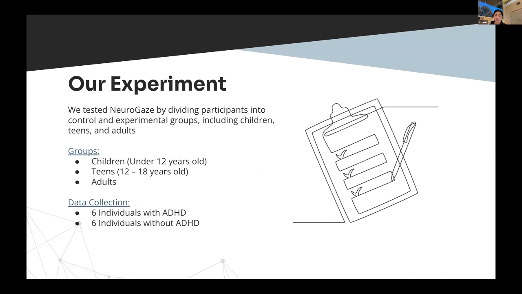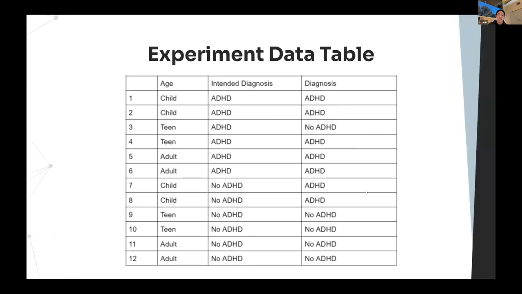And what we collected data on were 6 individuals with ADHD and 6 individuals without ADHD. And this was already determined by proper diagnosis. So we just wanted to test the accuracy of our results to see if they match up and see how accurate they are compared to traditionally diagnosed people with ADHD or people without ADHD. And see on the table, this is what we got from our results. So we tested 4 children, 4 teens and 4 adults. And what we saw was the intended diagnosis, and the diagnosis we got from NeuroGaze.